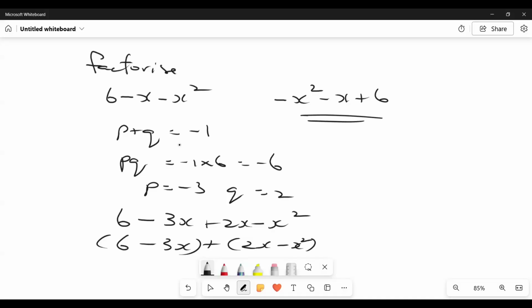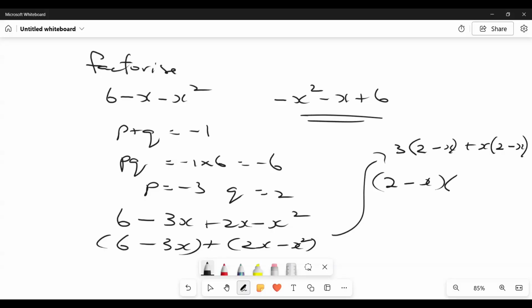And then we factorize here, right? So we go with 3 bracket, because 3 is a common factor here. 2 minus x plus, what is common here? X. 2 minus x. And these two are common, so we put them in front. 2 minus x times, instead of writing 3 plus x, some people write x plus 3, right? No problem. Can do that. Same thing.